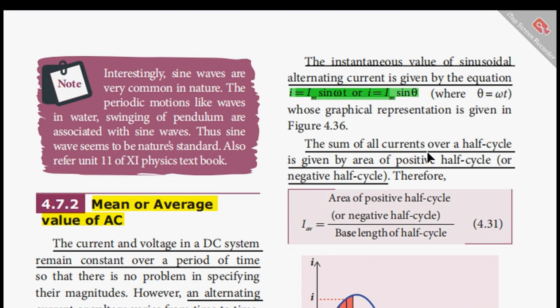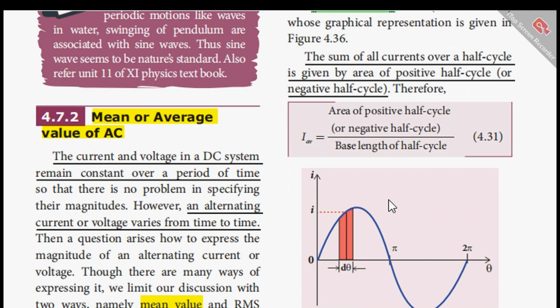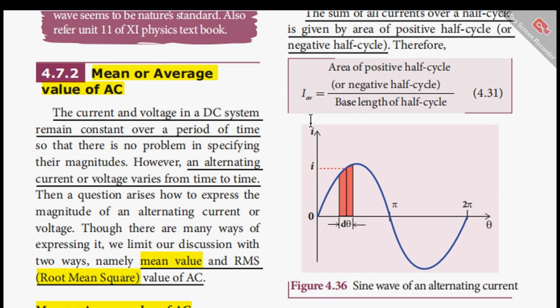The sum of all currents over a half cycle is given by the area of the positive half cycle or the negative half cycle. Therefore, the average value of current is given by the area of the positive half cycle or area of the negative half cycle, divided by the base length of the half cycle. We will see what is the base length of the half cycle.